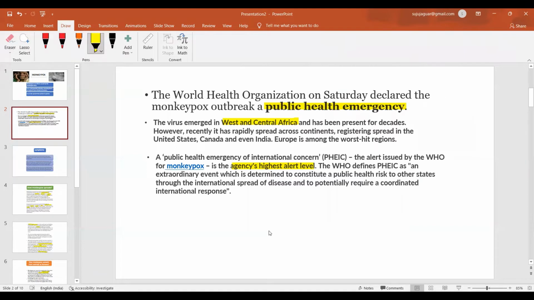So, if you see recently, WHO, that is World Health Organization, declared monkeypox outbreak a public health emergency. Why is it called a public health emergency of international concern? The WHO defines it as an extraordinary event which is determined to constitute a health risk to other states through the international spread of disease, and there should be a coordinated international response to mitigate this virus.